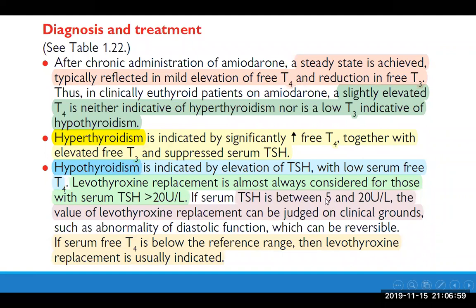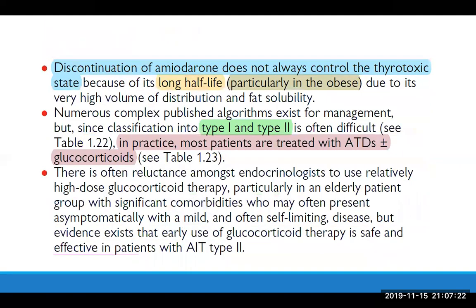If TSH is between 5 and 20 units per liter, the judgment to treat by levothyroxine is according to the clinical grounds, according to the symptoms, according to the manifestation, according to the underlying thyroid pathology. If it is Hashimoto, then you must treat. If not, you can treat or not according to the other scenario.